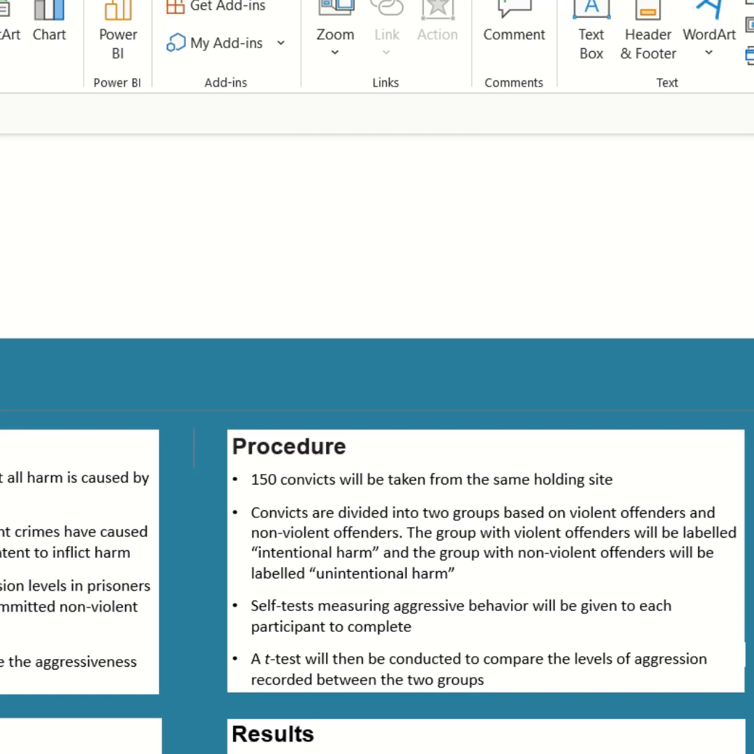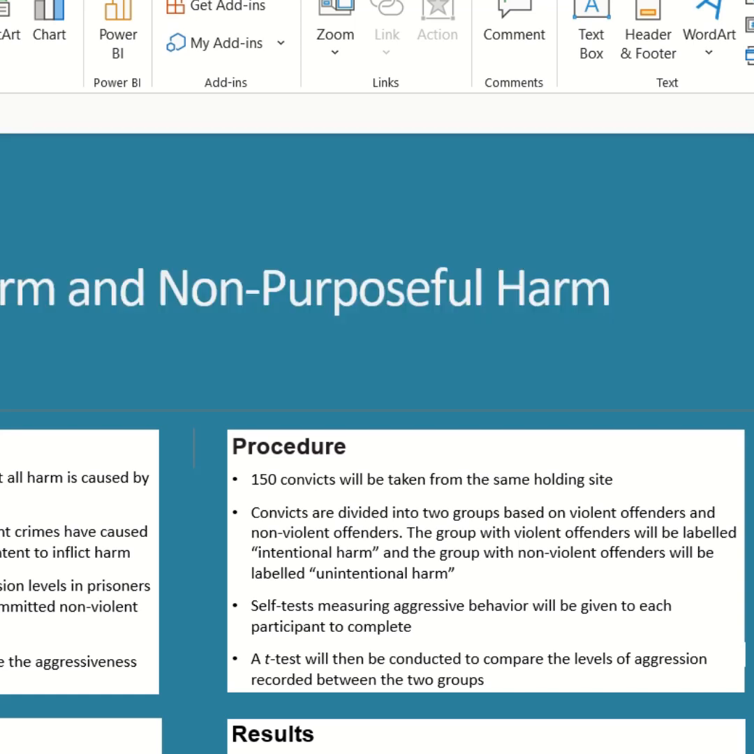The group with violent offenders will be labeled intentional harm, and the group with non-violent offenders will be labeled unintentional harm. Self-tests measuring aggressive behavior will be given to each participant to complete. A t-test will then be conducted to compare the levels of aggression recorded between the two groups.